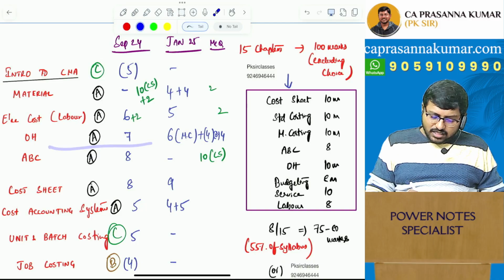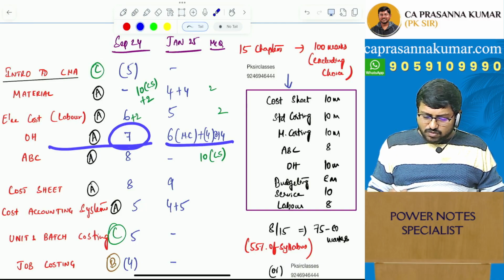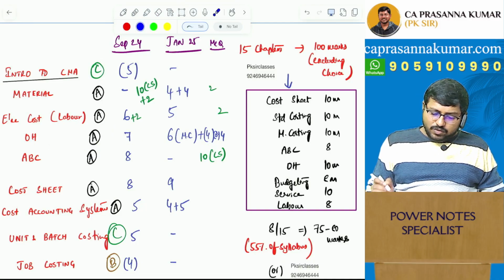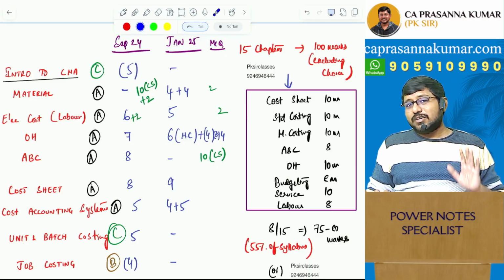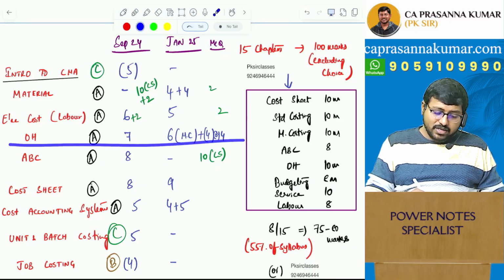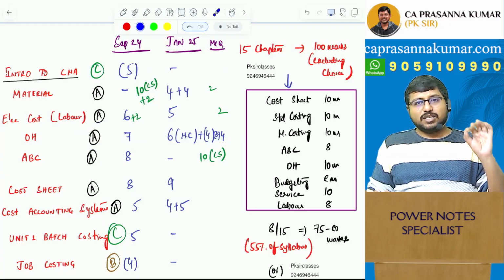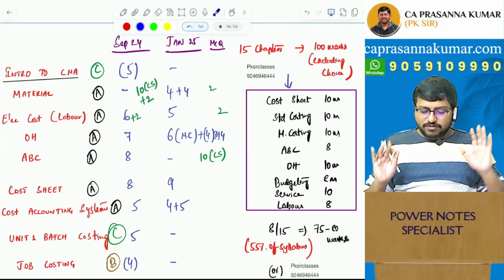And last but one attempt, 7 marks. Last attempt, it was almost like 10 marks. So on an average, even for overheads, we can say it will come for 10 marks. It is a really important, compulsory chapter, and definitely it falls under A category. So you have to study it for sure.